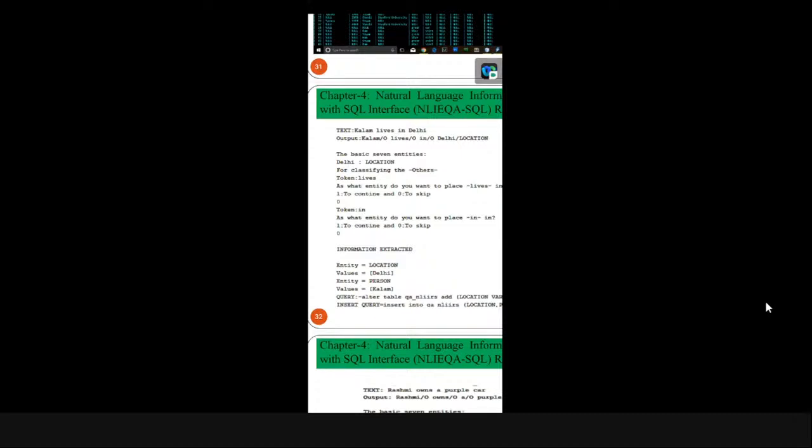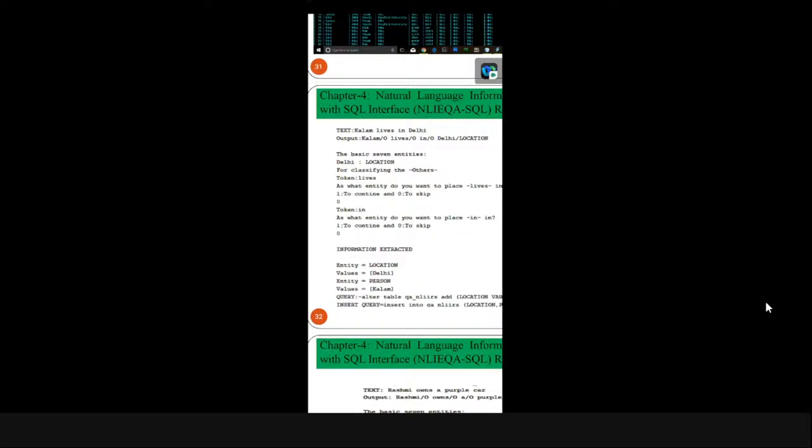So first text that will be processed is Kalam lives in Delhi. So what does our algorithm do? Now it is putting up Kalam lives in and Delhi as an annotated tag, and beside the tag you'll be finding Delhi as a location, and rest all are having, it's not a 0, it's an O value, O. The English alphabet O. O means others. Now what it does is the basic 7 entities location classification is what?